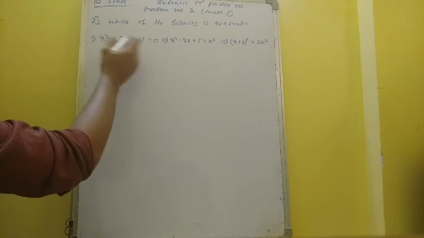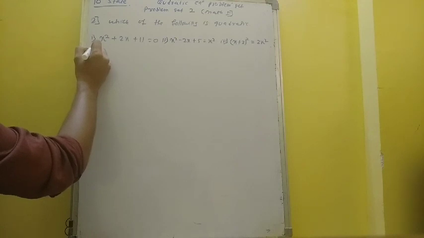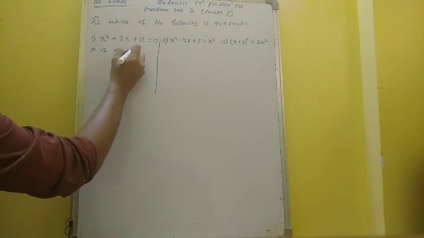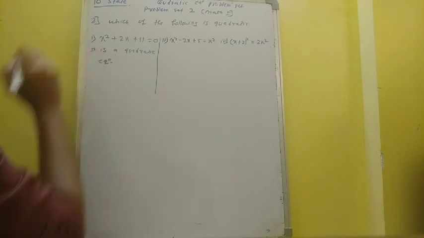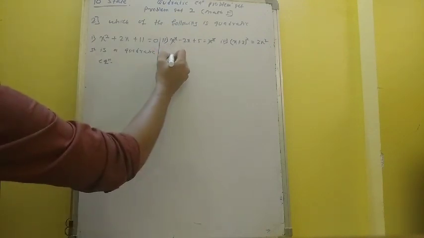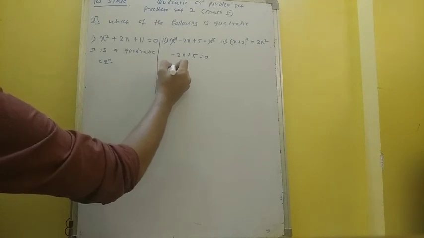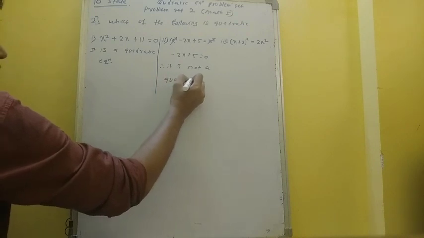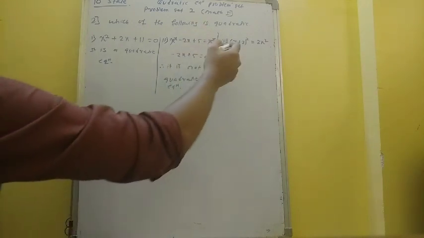Now the first part is easy. We have x square plus 2x plus 11. So yes, we can say that for the first part it is a quadratic equation. Let's see the second. In the second part, x square gets cancelled. We only have minus 2x plus 5 is equal to 0. Therefore, it is not a quadratic equation.